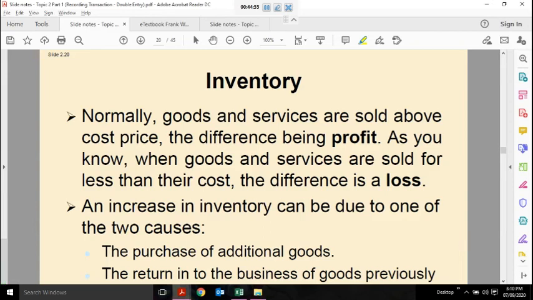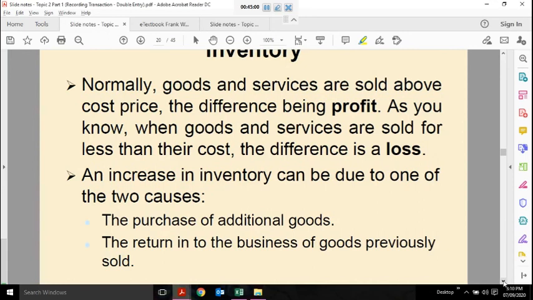Okay, so now an increase in inventory can be due to one of these causes. So how does your inventory increase? What are the causes? When your inventory increases, this is due to the business owner purchasing additional goods, purchasing more product. Let's say I'm a laptop manufacturer, and I buy all the raw materials and make new laptops, so I will have more in my inventory. That is in the case of a manufacturer. So I need more raw material.